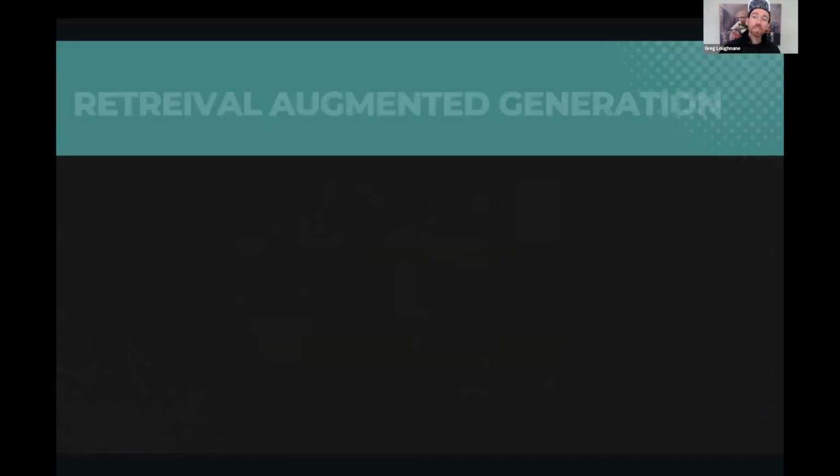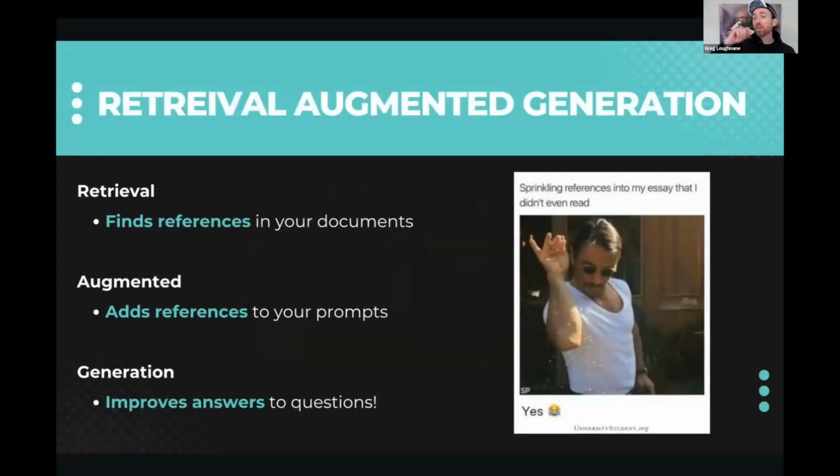So retrieval augmented generation is simply talking about going and finding references in your documents, adding those references to your prompt, augmenting the prompt, so to speak, and then improving your generations. Generative AI, right? That's it. Find them, add them, improve. RAG. That's all there is to it.